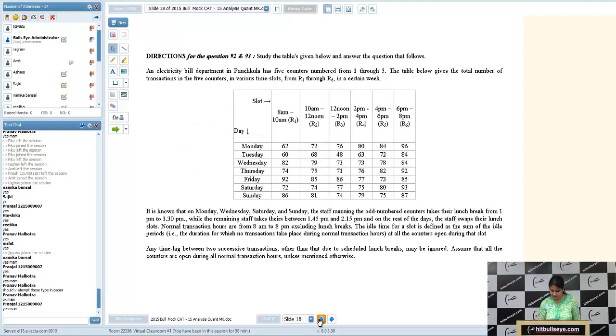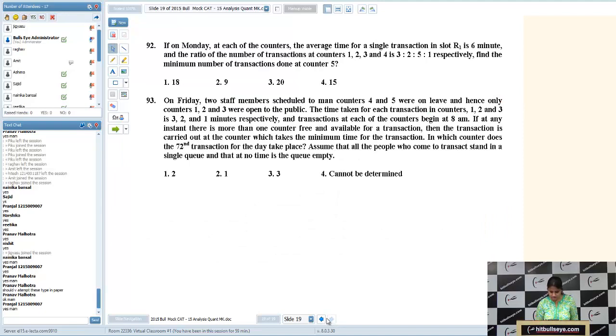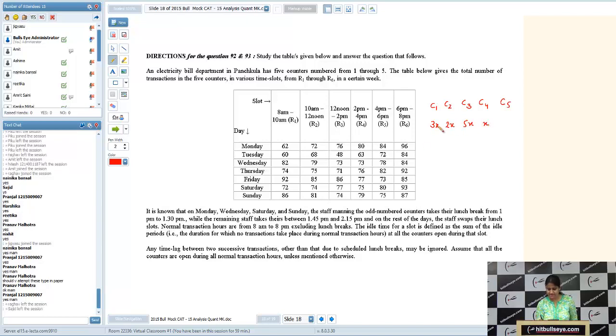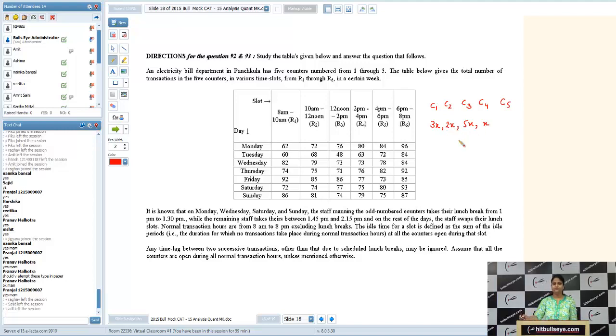See, we have 5 counters. I'm naming them as C1, C2, C3, C4 and C5. Now what is the ratio given? This is 3:2:5:1. 3x I am taking, 2x, 5x, x. Say these are the transactions done at the first 4 counters and we want to find the value of y, that is the number of transactions done at the 5th counter, and we want to minimize y. If we want to minimize y, we will maximize 3x, 2x, 5x and x, or we can say we will maximize x.